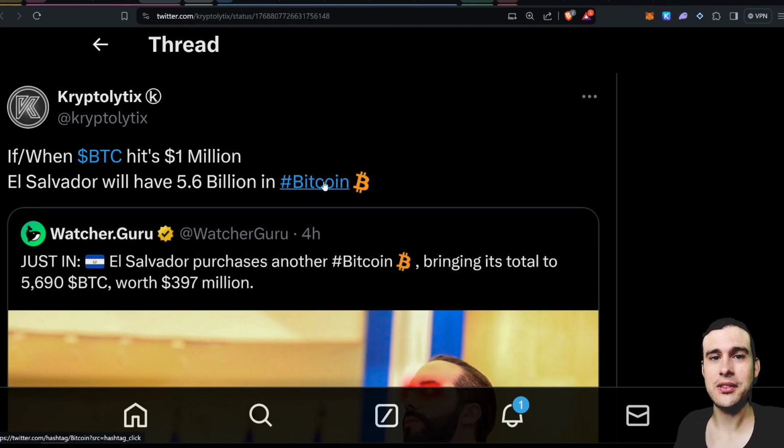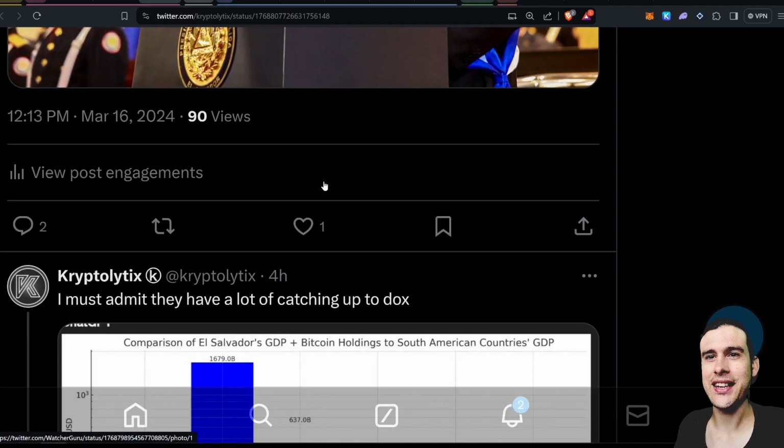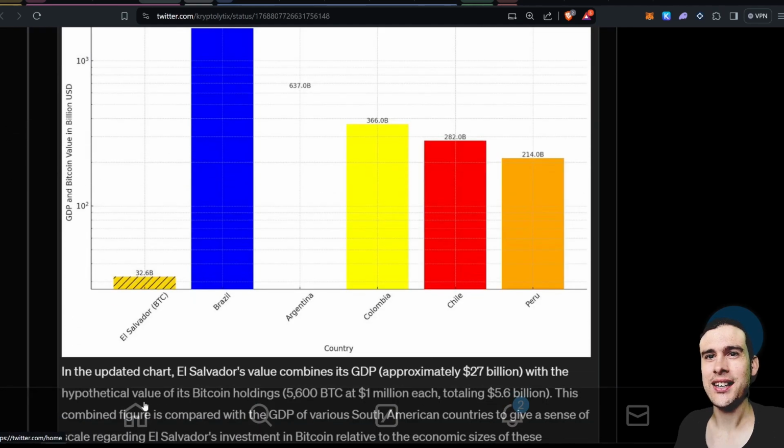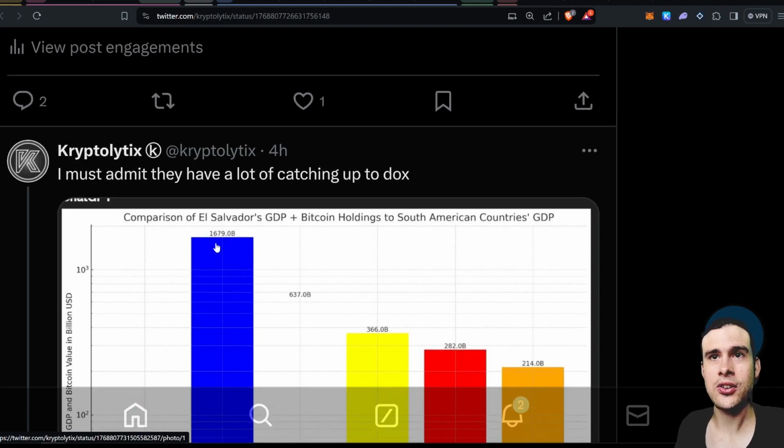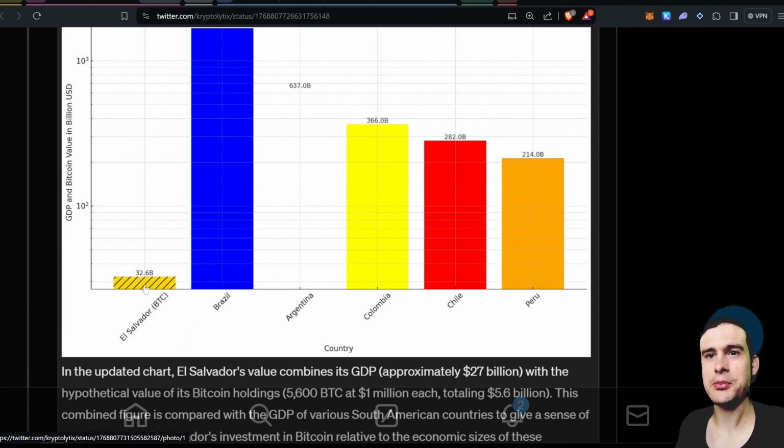Now, I initially thought that was a large number, but then I'm thinking nation states owning Bitcoin, well, this is the rest of South America, essentially. So this is Brazil, Argentina. So this is just a comparison of El Salvador GDP plus Bitcoin holdings to South American countries in just GDP. So they're actually a really, really small economy in all of South America. They're also tiny as well.